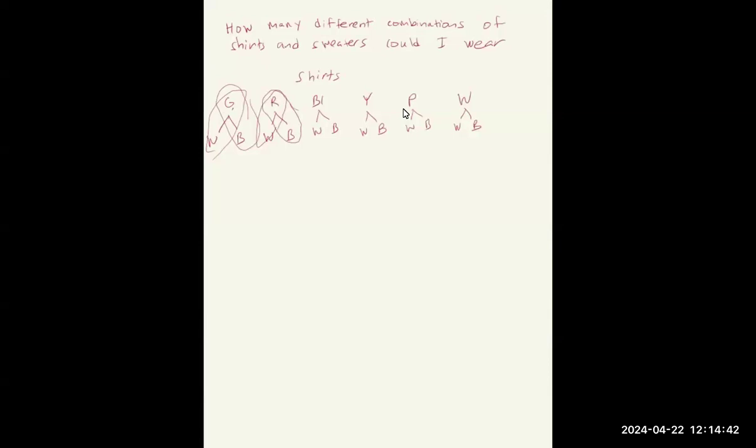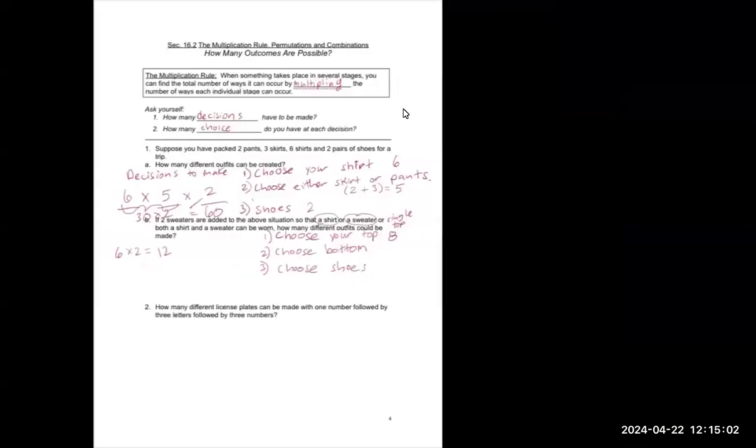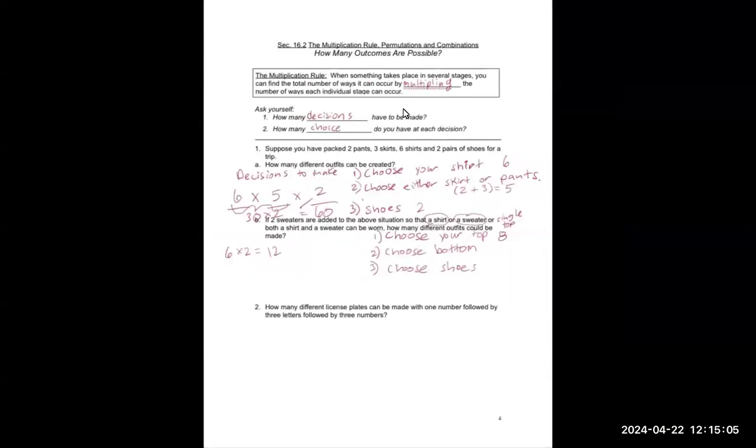We can just count: 1, 2, 3, 4, 5, 6, 7, 8, 9, 10, 11, 12. And we see that there are 12 different combinations of tops and sweaters that we can choose from. So I have a choice of just wearing a single top, and there were 8 different ways to do that, or I could choose from one of the 12 ways to wear the sweater and shirt combination. So there's a total of 12 plus 8, which is 20 different ways that I could choose a top.